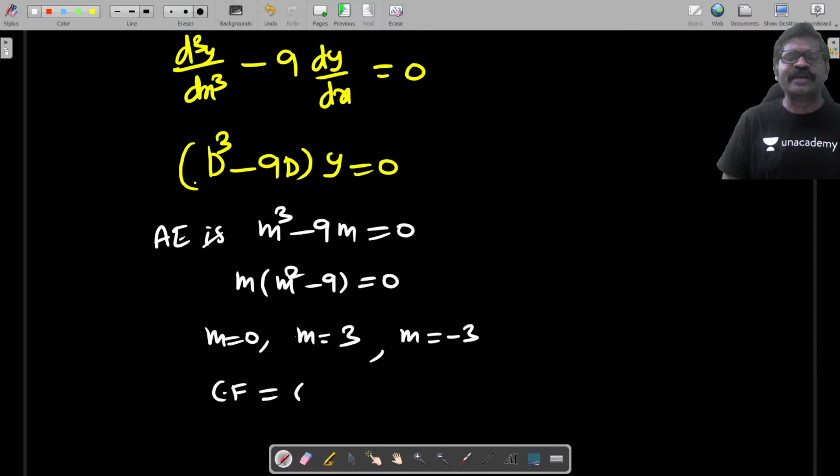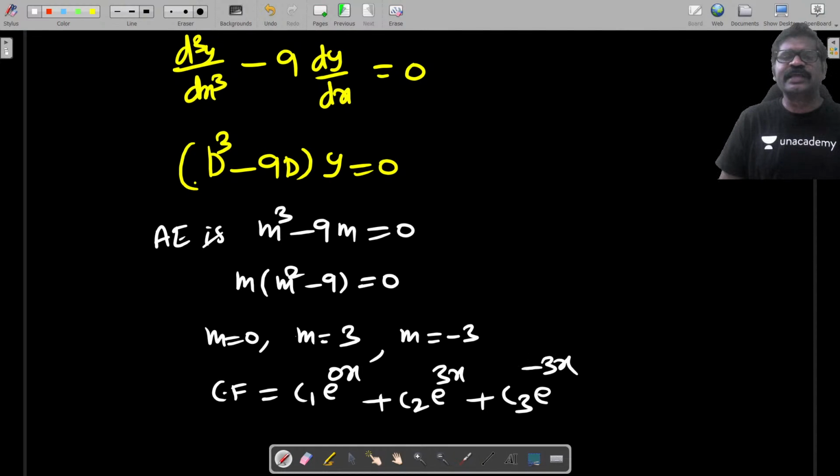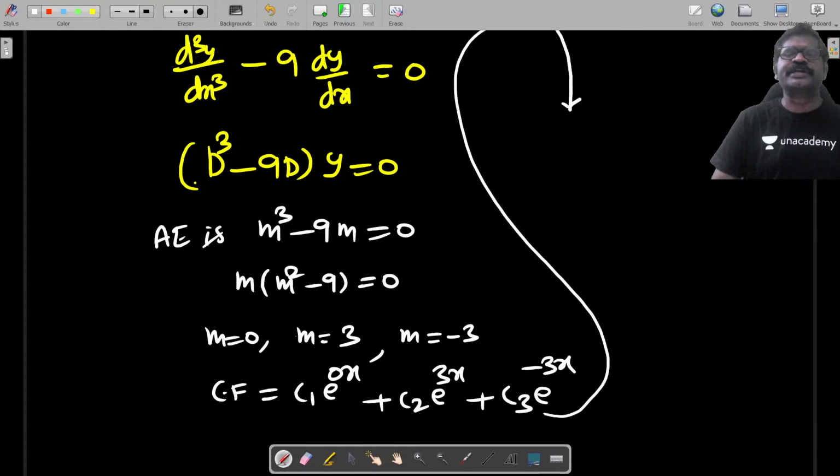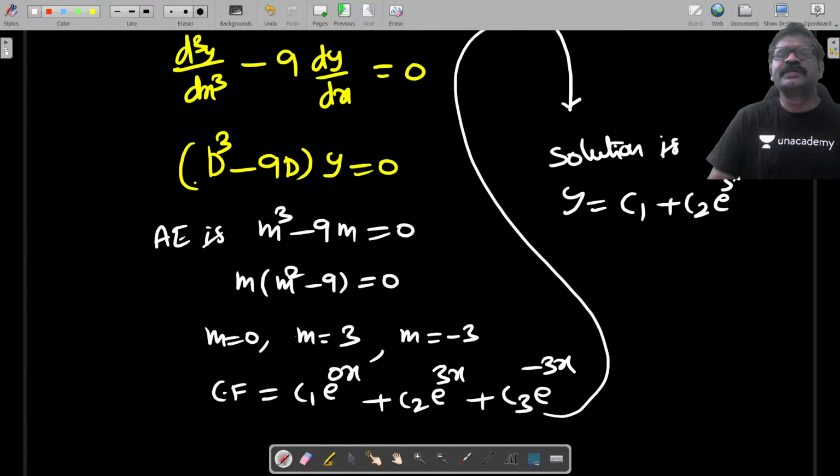Therefore the complementary function is c1 e power 0x plus c2 e power 3x plus c3 e power minus 3x. Continuing, the solution is y equal to c1 plus c2 e power 3x plus c3 e power minus 3x.